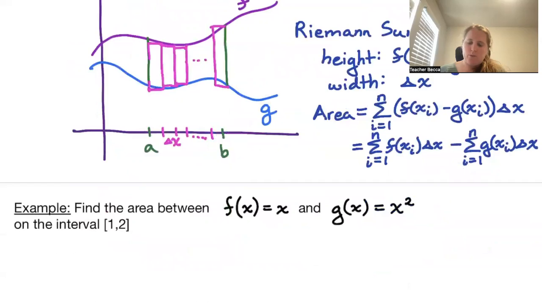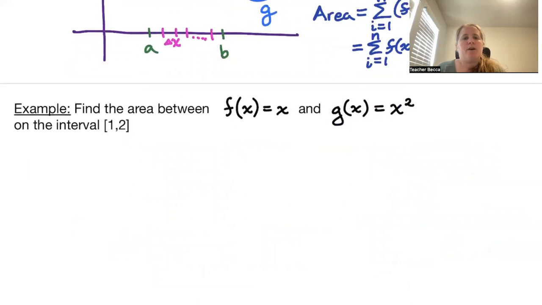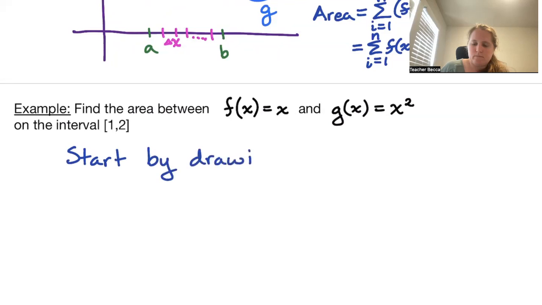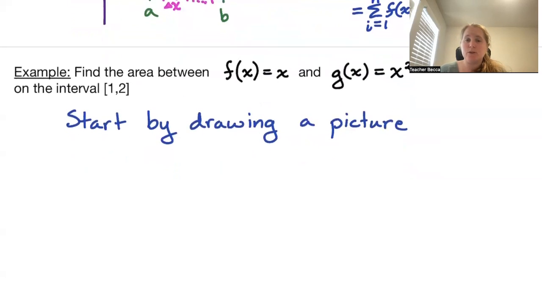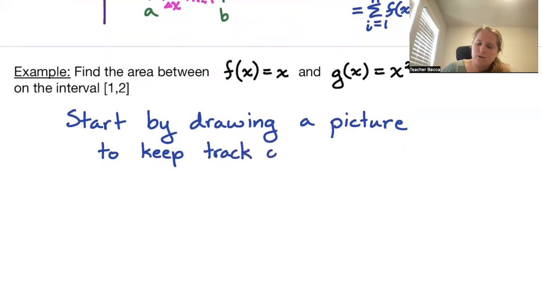So using this rule, let's go ahead and find the area between f of x equals x and g of x equals x squared on the closed interval 1, 2. So let's go ahead and just start by drawing a picture. It is extremely important that we keep track of which function is on top.